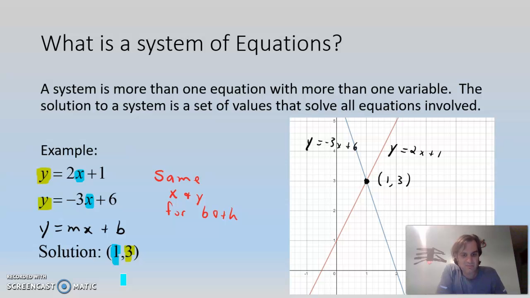We could plug 1 and 3 into y equals 2x plus 1 and see that it balances. It gives me 3 equals 3. I could plug them into y equals negative 3x plus 6 and see that it balances. So that pair of numbers works in both equations, so it is a solution to the system. Now, something we should note is that we may not be able to graph the equations we're given very easily, and it may not even be necessary or desirable to graph them. So there must be other methods, because even if we can graph them, we might not be able to pin down where they go.